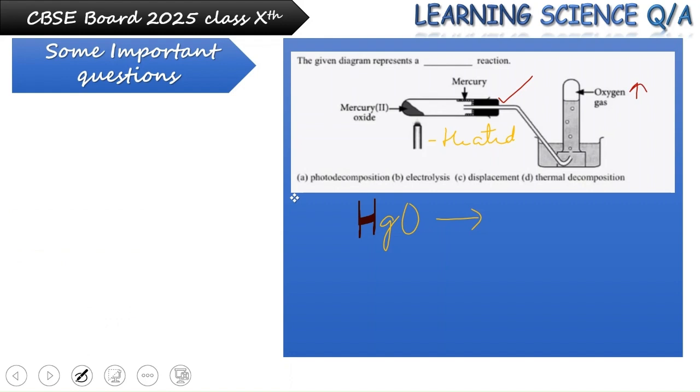So this represents a decomposition, that too a thermal decomposition. So D is the right option where mercury oxide is heated and it is decomposing as mercury and oxygen, which is released as the gas.